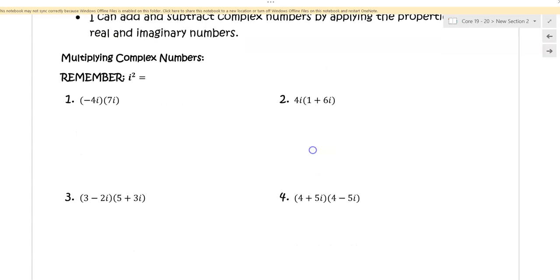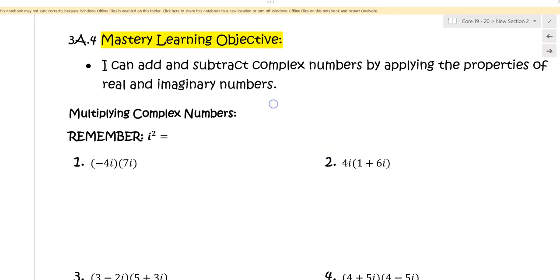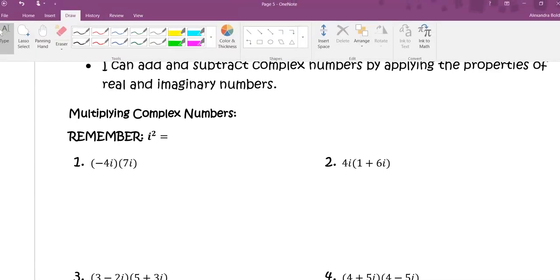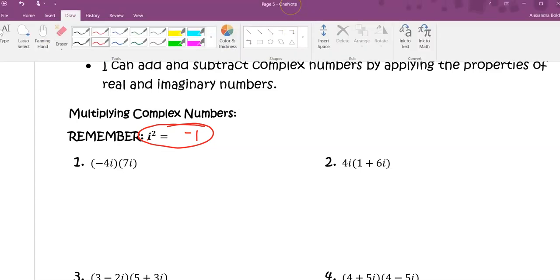Right, we are now multiplying complex numbers. Our master learning objective is I can add and subtract complex numbers by applying the properties of real and imaginary numbers. The biggest thing to remember is that i squared equals -1. We just looked at that in A1, and in our A3 with our powers, so we have to remember that i squared equals -1.